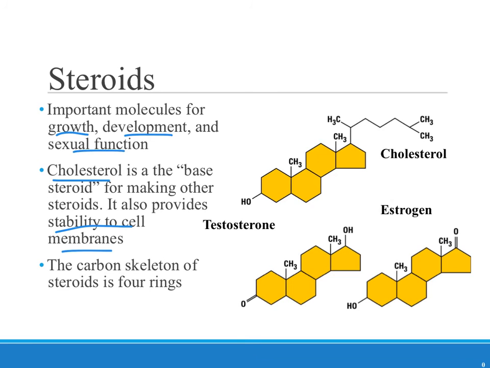The carbon skeleton of the steroids is four rings, which you can see over here. They're colored in yellow, but we basically have four rings. And again, each of these straight lines, when you come to the corner, that's going to be a carbon with some hydrogens attached. And so you can see some of these are six carbon rings, and over here we have a five carbon ring. Then we have a short fatty acid chain hanging off the cholesterol.